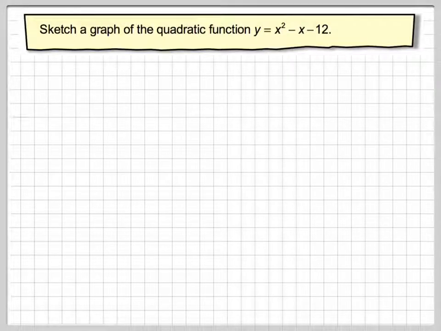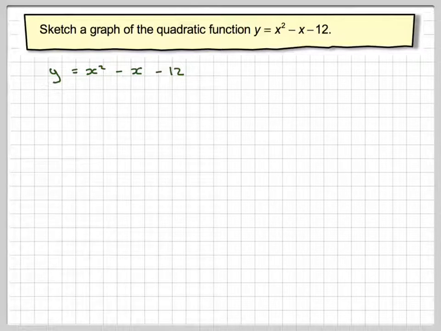Hi, this is a video to show you how to sketch a quadratic function. Sketch a graph of the quadratic function y = x² − x − 12. Now, we're doing a sketch rather than a plot, so we don't have to do an accurate diagram, we just need the main features of the graph.